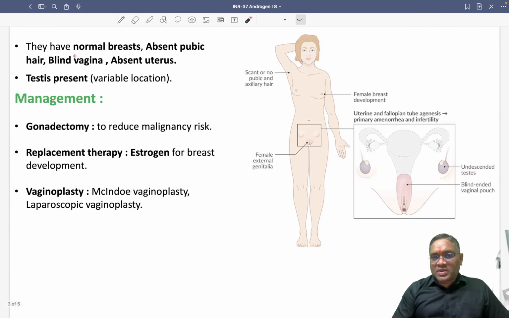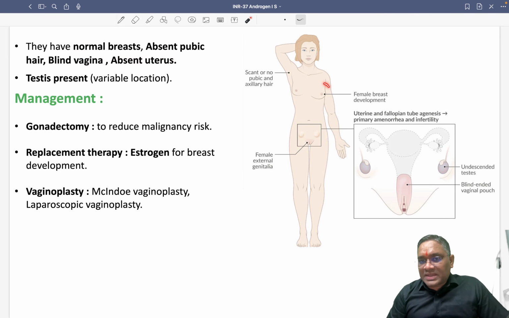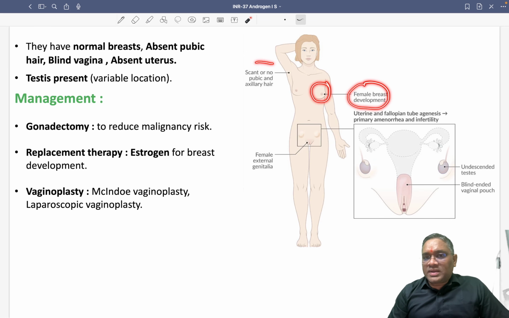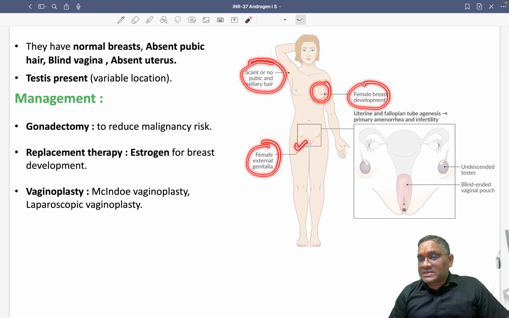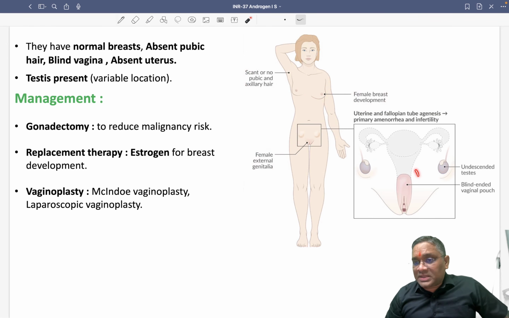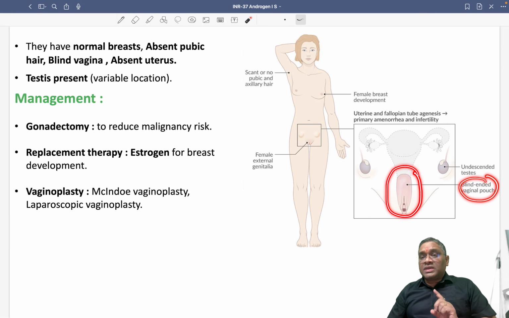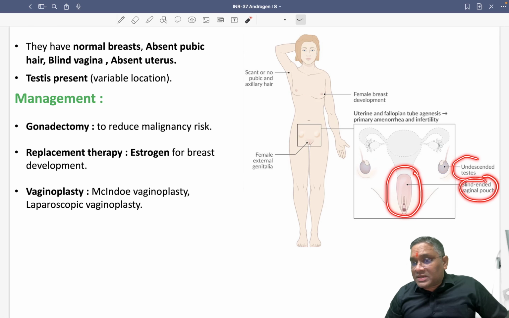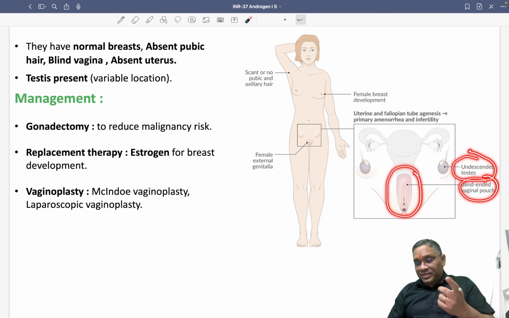So what will be the findings in this patient? They will be having normal breasts, right? Absent pubic hair, blind vagina, and absent uterus. So as I said, breast development will be normal, right? Scanty pubic hair and axillary hair will be there. Female external genitalia will be present, but in that external genitalia, you will see a blind-ended vaginal pouch, right? And the dangerous thing is undescended testis will also be present, right? So male-like appearance, that is why undescended testis, and this will be the risk. This will create risk for germ cell tumors like gonadoblastoma or dysgerminoma, right?